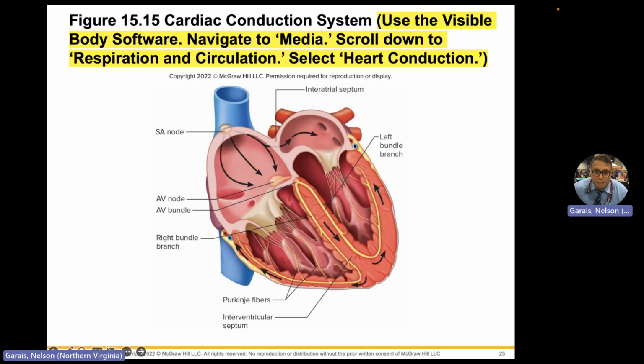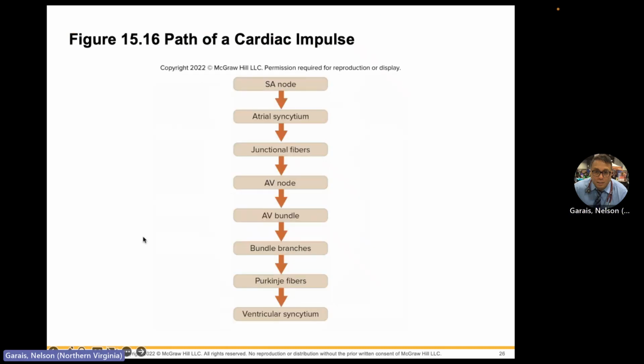Just real quick, these are your pulmonary veins, and this is your superior vena cava, inferior vena cava. And these little tubes in here, right, that is your coronary arteries and veins. Here's the order.